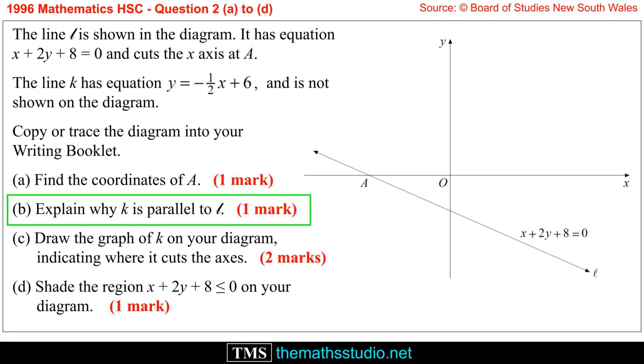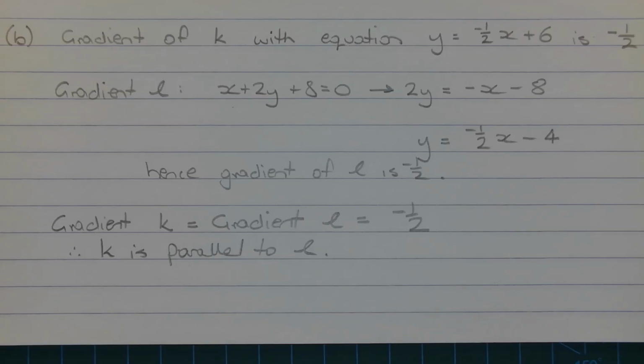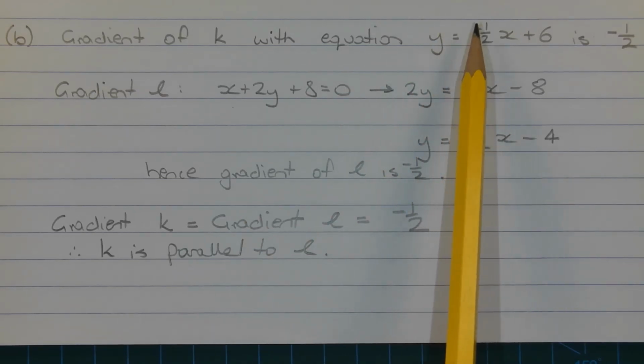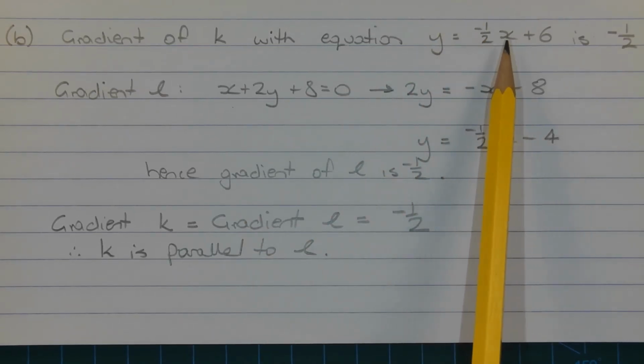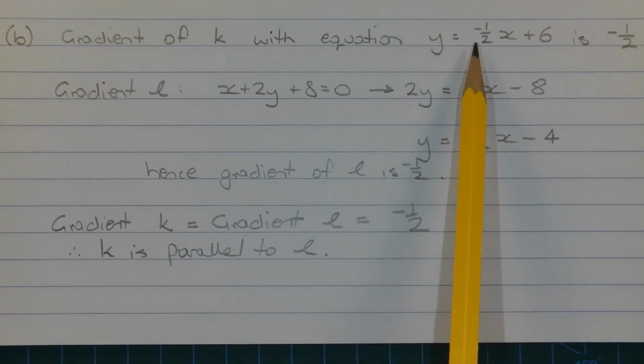Part B. Explain why K is parallel to L. Since the equation of line K is in gradient intercept form, that is in the form y equals mx plus c, in this case y equals negative 1 over 2 or negative half times x plus 6, we can read the gradient directly from the equation. And the gradient of line K is the coefficient of x, which is negative 1 over 2. So the gradient of K is negative 1 over 2.